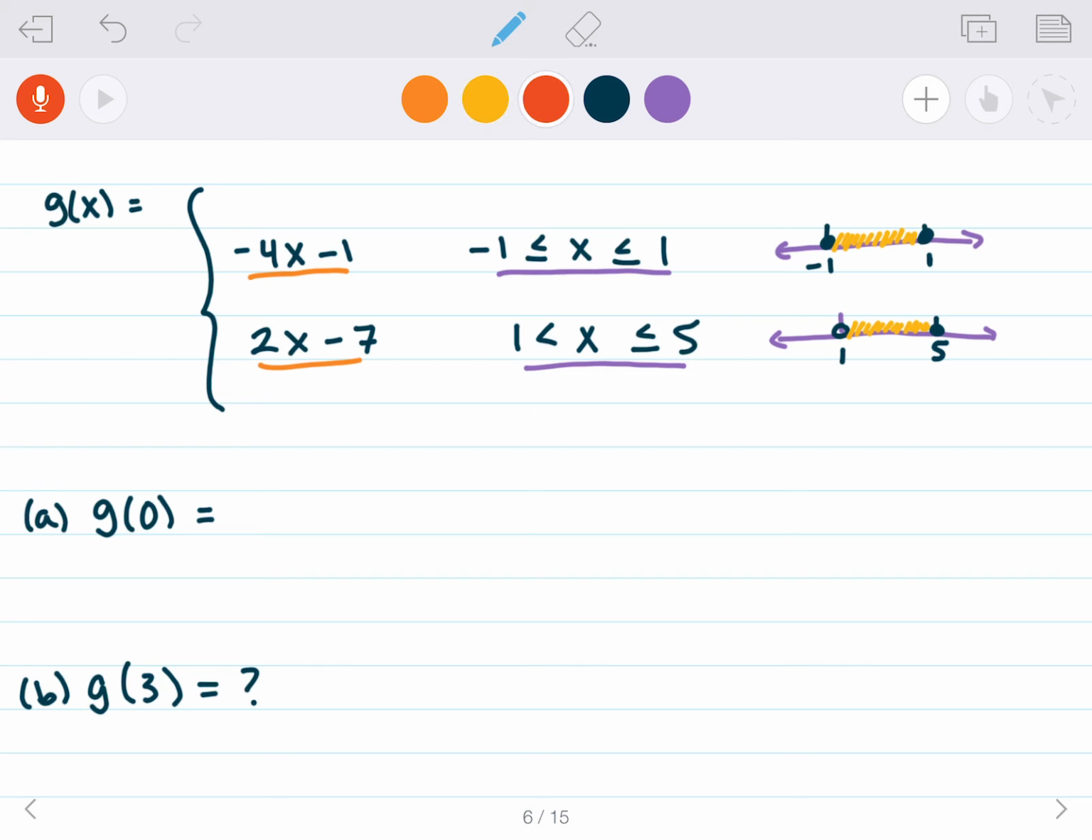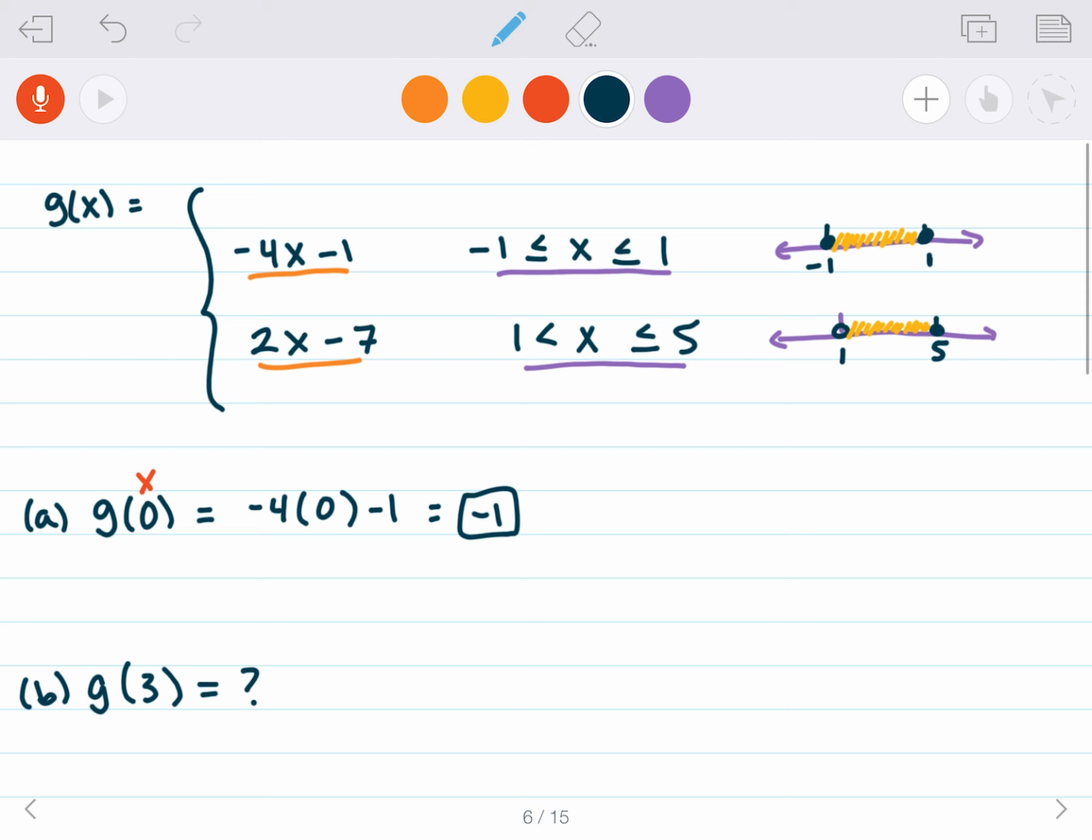Okay, so the first one, we're evaluating g of 0. Remember, we first look at this to determine what rule we need to use. Depending on where 0 falls, does it fall on this number line, or on this number line? Well, it falls in this shaded region, because 0 is smack dab in the middle of negative 1 and 1. So we have to use this rule right here. I'm going to put in 0 anywhere I see an x. So negative 4 times 0 minus 1 is 0 minus 1, which is negative 1, and that's my answer.